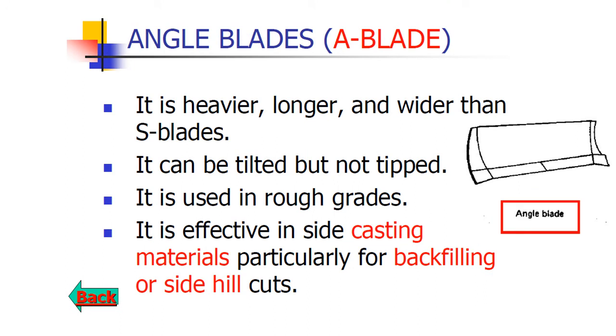However, angle blades are heavier, longer, and wider than S blades. It can be tilted but could not be tipped because, again, one side is larger than the other. So it already has the angle built in it, so you could not tip it. So it's used for rough grades. It's effective in side casting materials, particularly for backfilling or side hill cuts.